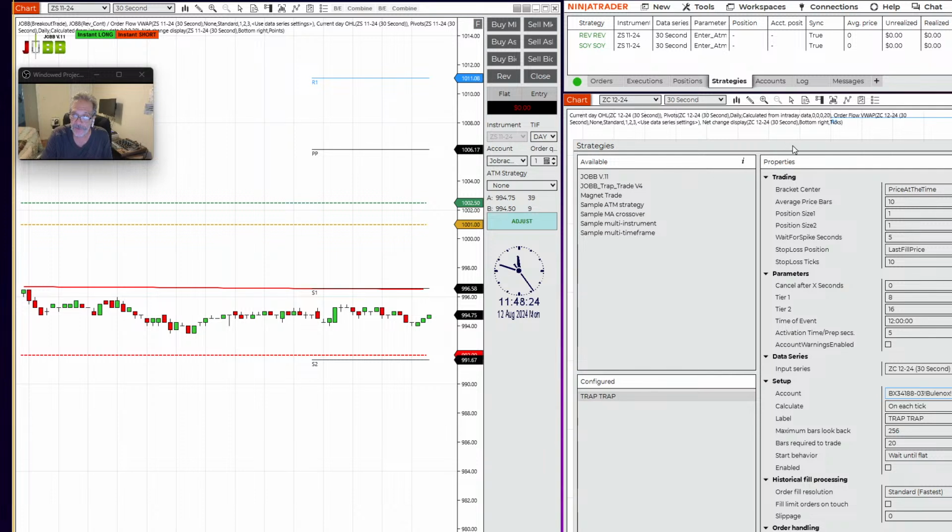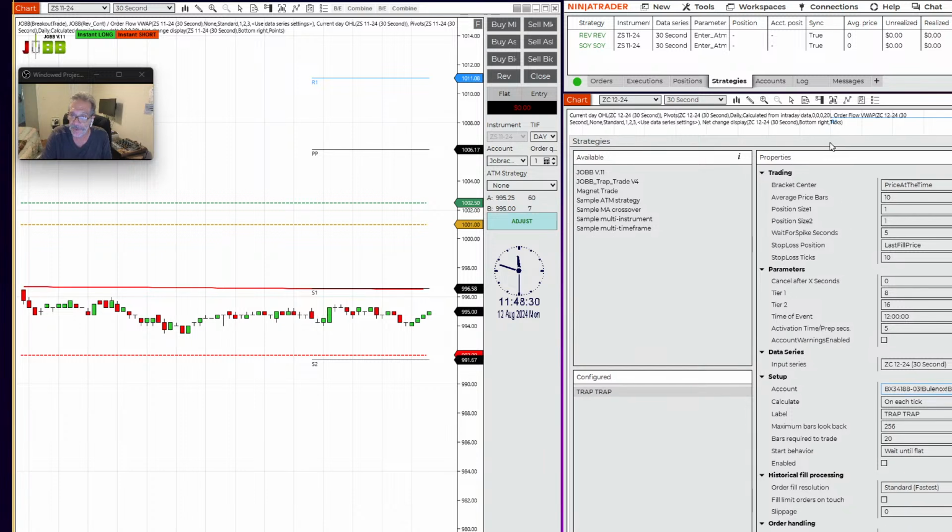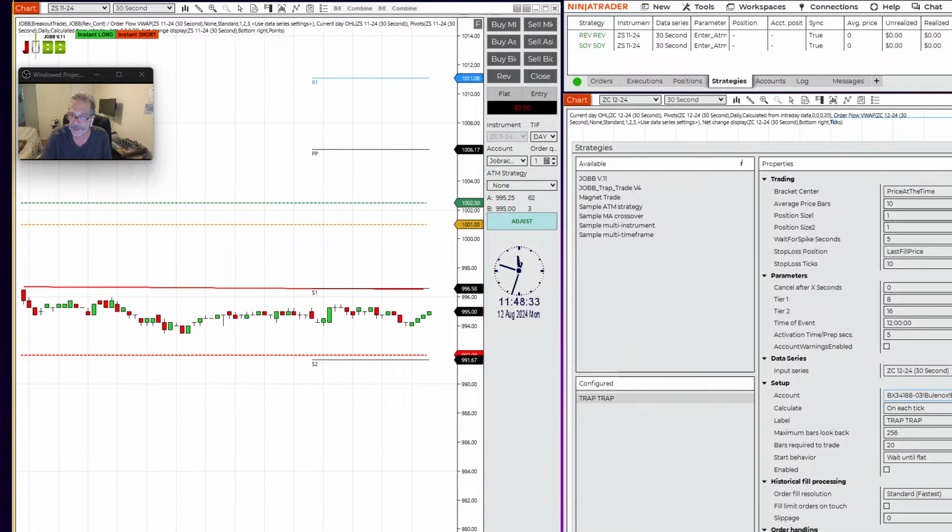In the new software, we put in the exact time of the trigger. We don't have the preparation seconds anymore. We just wanted to make time consistent. So position size 1 is a 1, position size 2 is a 1. That just simply means we're just one position for each tier.